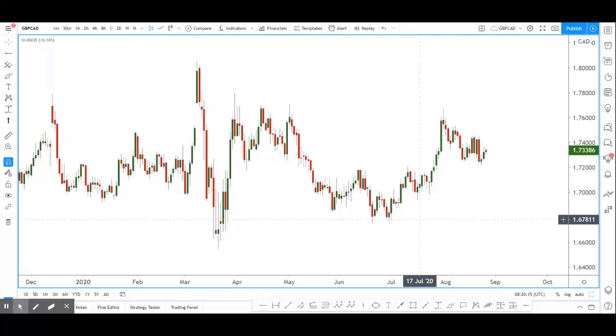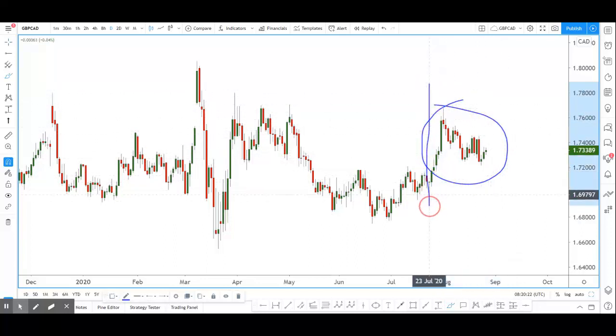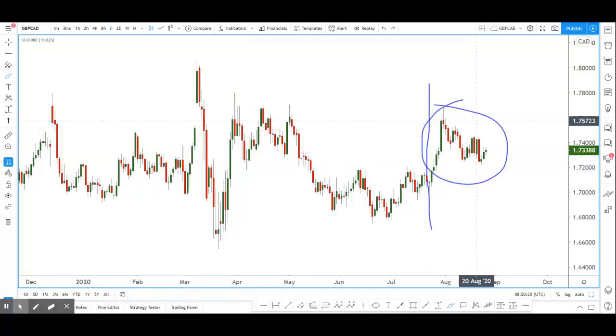What I have here, the pound CAD, is the daily chart. As with technical analysis, we really want to focus on the recent chart prices. In technical analysis, everything to the left in the past is important. However, it is the recent prices that will determine the direction of where prices will be going.